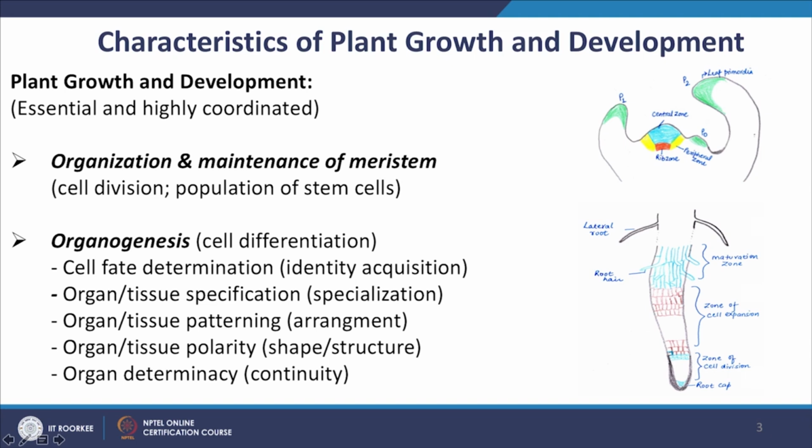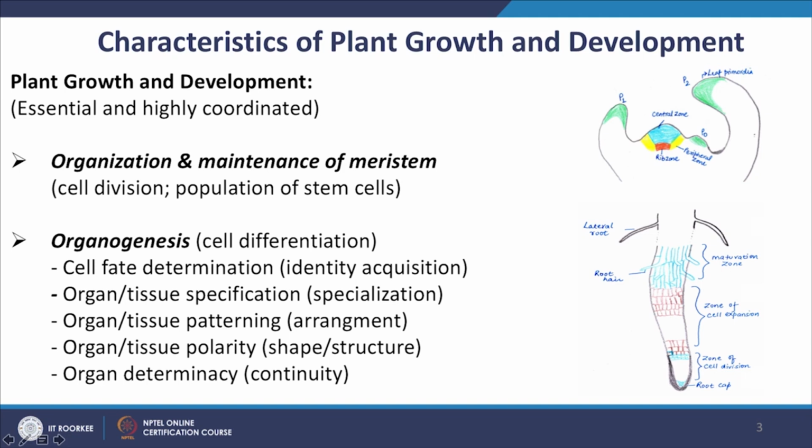It depends on the organ. If the organ is determinate in nature, then after a certain time point it will stop. If the organ is indeterminate in nature, it will continue to grow. So, if I take two examples here, this is shoot primary development and this is root primary development, and here is the region where the meristem is maintained. In case of root, here is the region where the meristem is maintained.